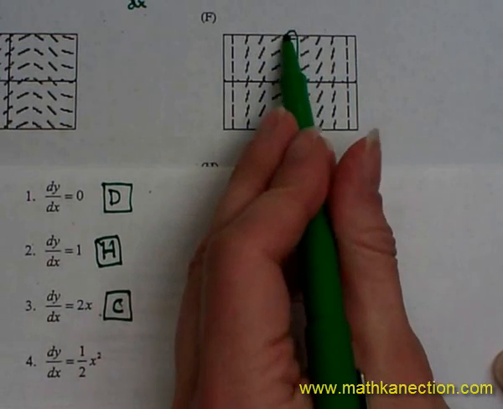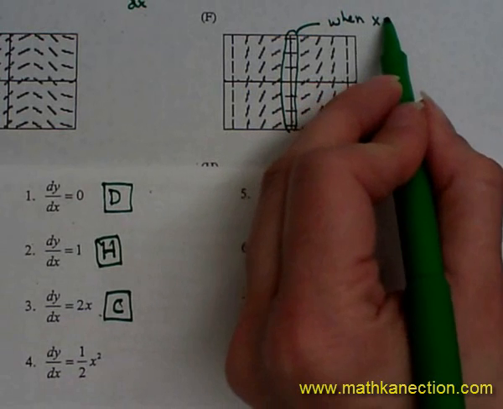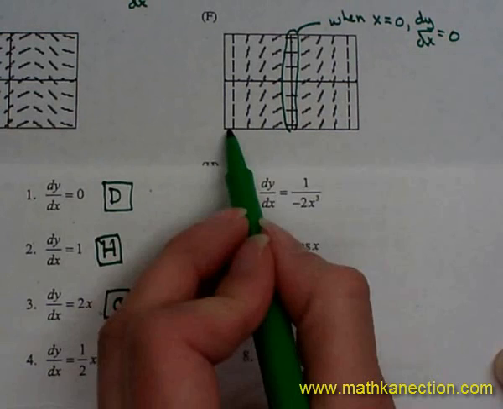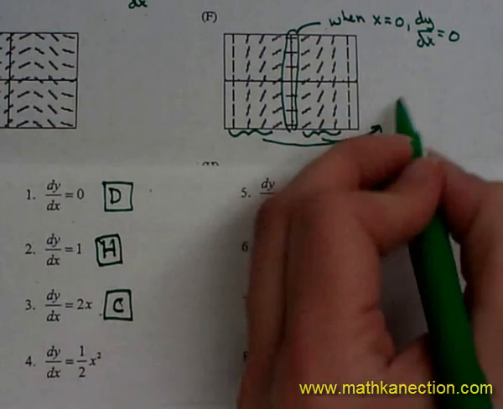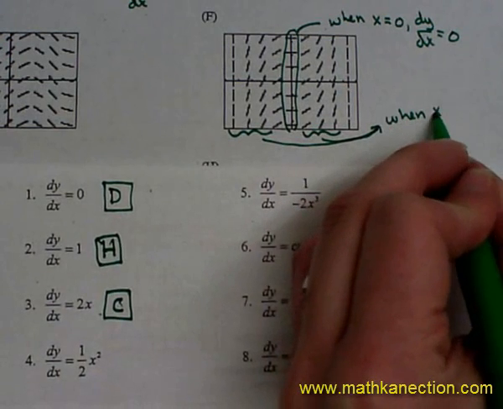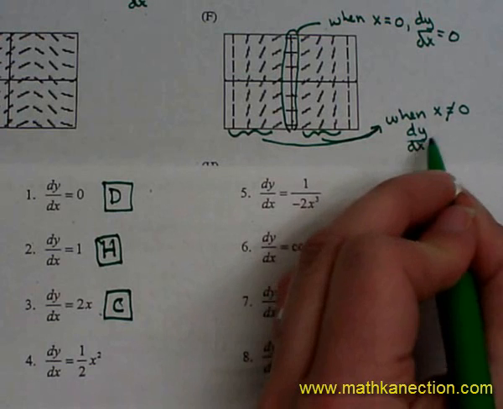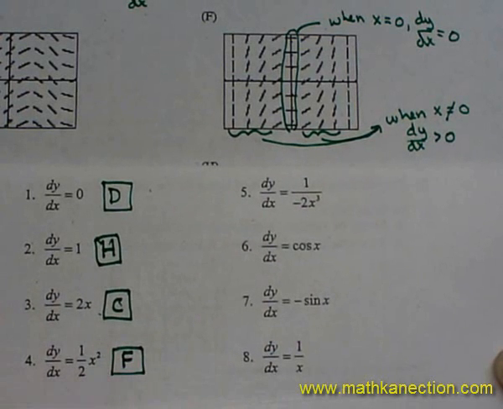In letter F, again looking along the y-axis, so when x is equal to 0, we can see that the slopes dy dx is equal to 0. In all the quadrants, as long as x is not equal to 0, then dy dx is always positive, dy dx is always greater than 0. And this matches number 4, letter F.